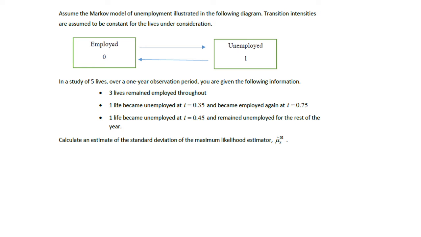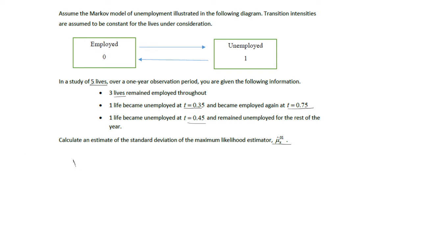Okay, we're given a Markov model of unemployment, and so we have a study of 5 lives over a 1-year period. So we have 3 lives remain employed throughout. 1 life became unemployed at t equals 0.35 and employed again at t equals 0.75. 1 life became unemployed at t equals 0.45 and remained unemployed for the rest of the year. We want to calculate and estimate the standard deviation of the maximum likelihood estimator mu hat of the transition from state 0 to state 1.